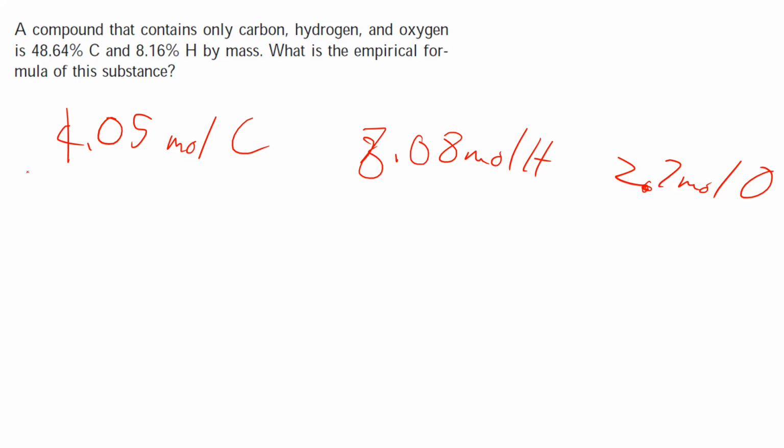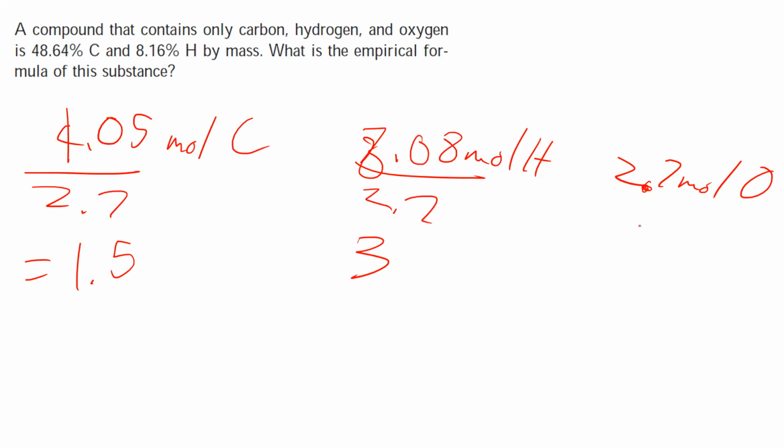So 4.05 divided by 2.7, you get 1.5. 8.08 divided by 2.7. Let me type that into my calculator. You get 3. And obviously 2.7 divided by 2.7 is just 1. So now we have 1.5, 3, and 1. This is the ratio of carbon to hydrogen to oxygen.